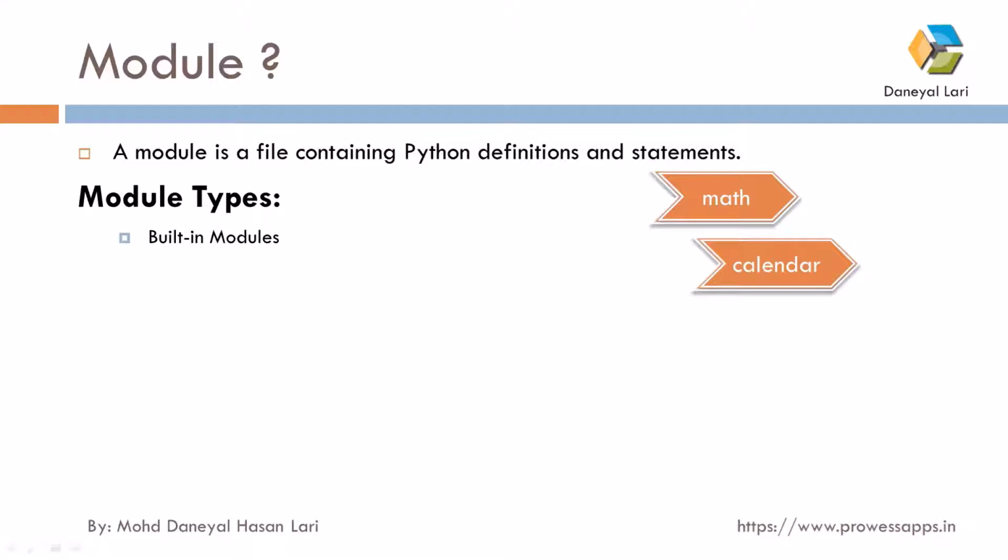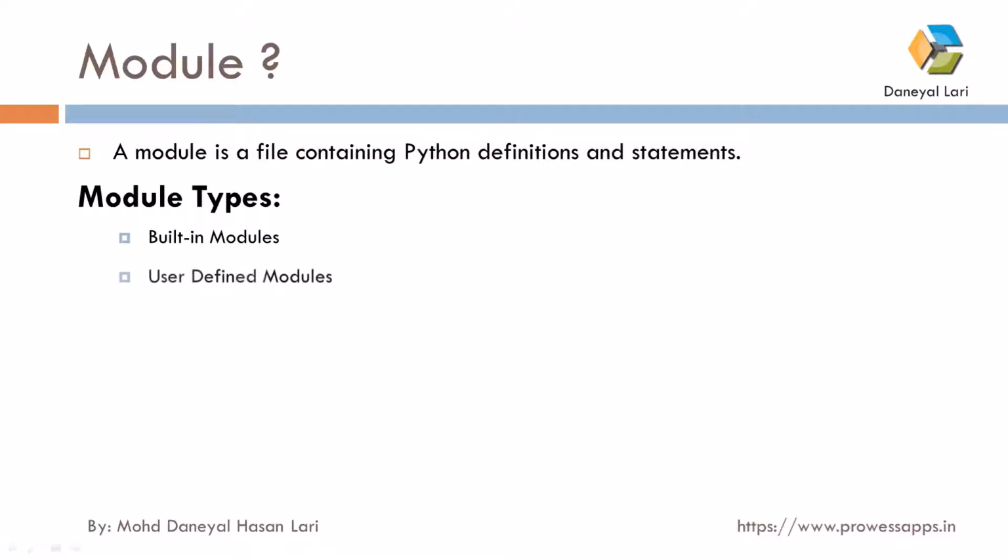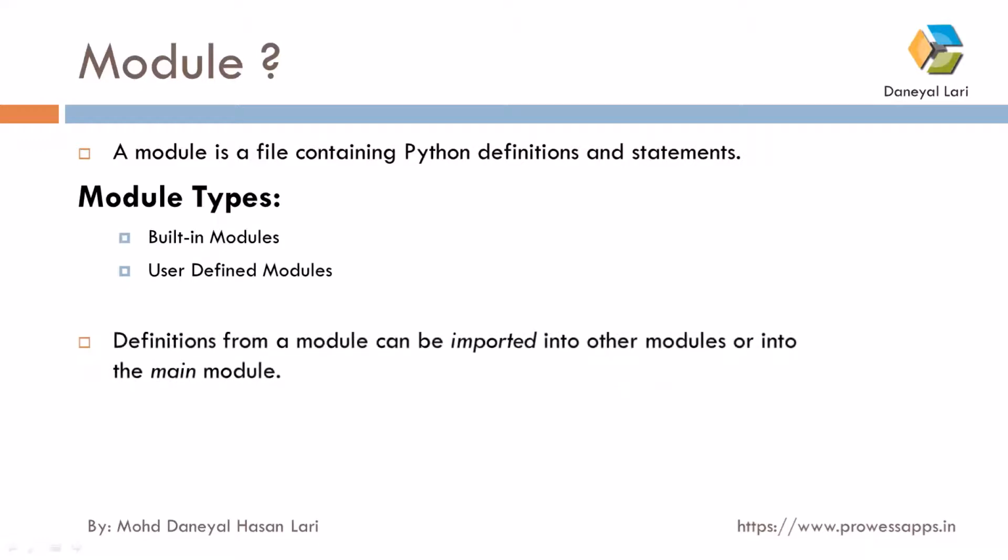So there are so many modules already available that you can use in your application. Those are called the built-in modules. You can create your own modules, and those are called the user-defined modules, and similarly you can define and use your own modules in the application.